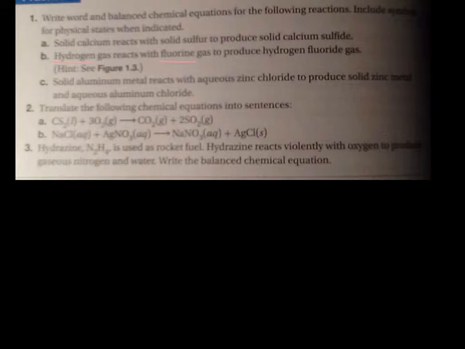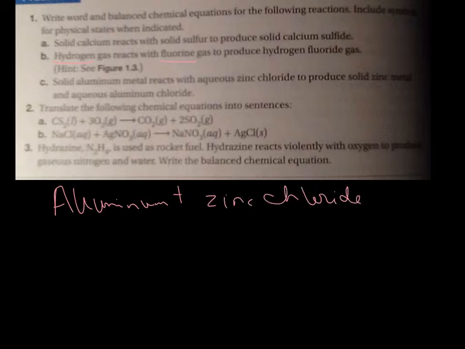Solid aluminum metal reacts with aqueous zinc chloride to produce solid zinc metal and aqueous aluminum chloride. So the word equation is going to be aluminum, excuse me, my writing is messy, reacts with aqueous zinc chloride. So then we'd write zinc chloride, and we'll put the symbols in the symbol equation, to produce solid zinc metal and aqueous aluminum chloride.